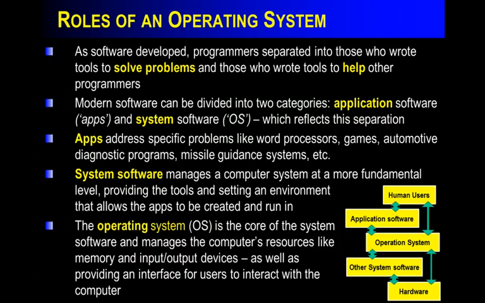Other system software could include built-in software like BIOS software that's burned right into the hardware itself, or some little software that's built into a graphics card to make graphics. So that's a simple diagram that explains what's going on. The humans never directly interact with hardware, never. The humans never directly interact with system software. It goes through the operating system.